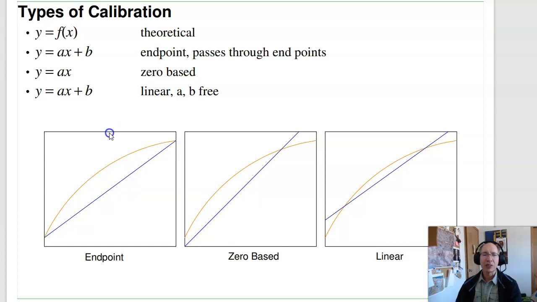Zero-based calibration is I force my calibration scheme, the blue line, to go through the origin. Sometimes I want to do that. For example, if I want to say resistance is a function of voltage and I use a voltage divider, I know that when R equals 0, or V equals 0, R equals 0. So I could force the data to pass through the origin. That's zero-based calibration. And then linear calibration is I've got a straight line, find A and B, what A and B minimize the mean error and the variance of the error. That's linear calibration.